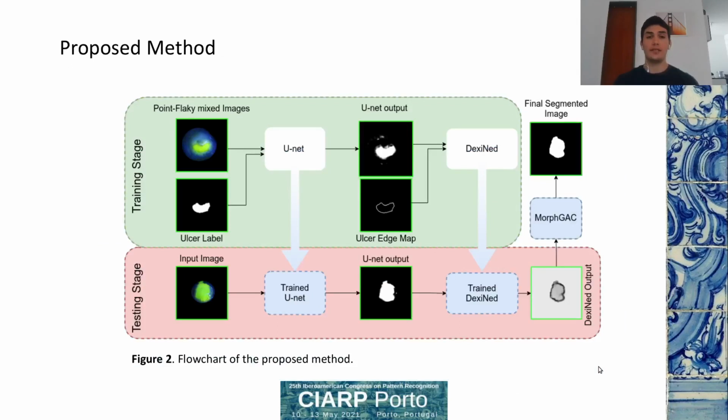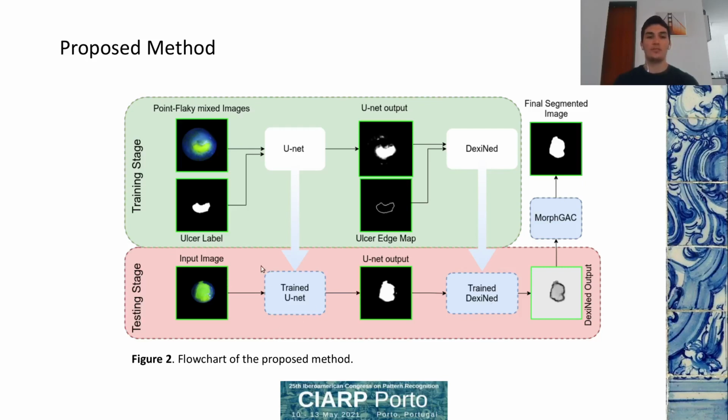Here we have a flowchart of the proposed method. First, we submit the raw images along with the user label in order to train the UNet, and we get the UNet output and submit it to the DexiNed using a user edge map in order to train the DexiNed architecture. This way we have both a trained UNet and a trained DexiNed.